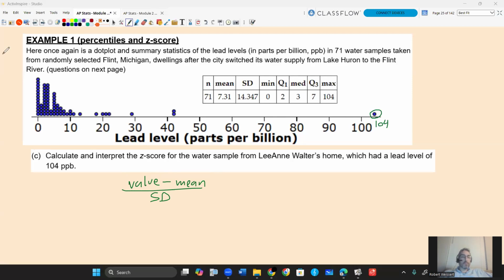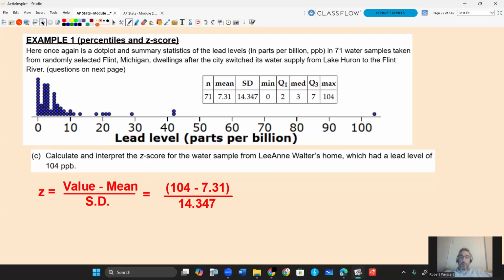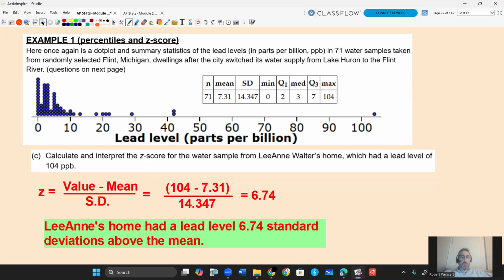See what you get. All right, here's the solution in 3, 2, 1. So value minus mean divided by standard deviation will give you 104 minus 7.31. Subtract those, divide by 14.347, and you'll get a Z-score of 6.74. What that means is 6.74 standard deviations above the mean, above the average. So Leanne's home had a lead level 6.74 standard deviations above the mean. That is the interpretation.